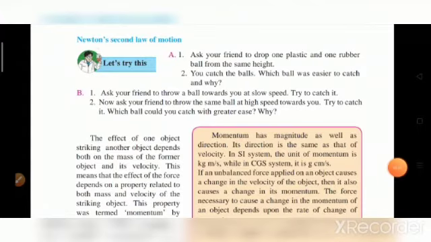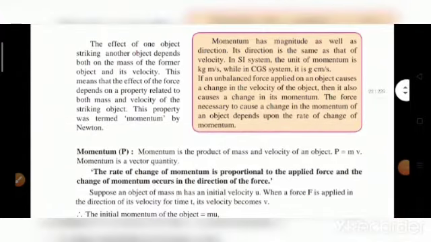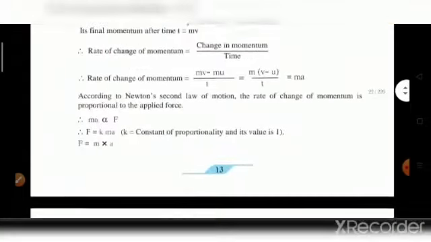What is Newton's second law of motion? Newton's second law of motion is related to momentum. And what is momentum? Momentum is the product of mass and velocity of an object. p is equal to mv. Momentum is a vector quantity. The rate of change of momentum is proportional to the applied force, and the change of momentum occurs in the direction of force.